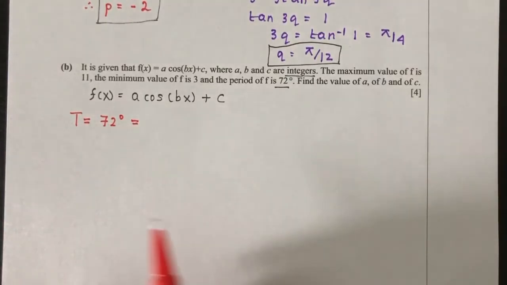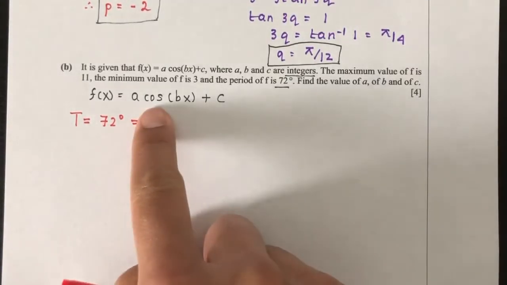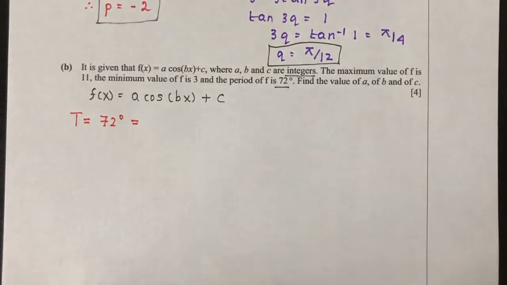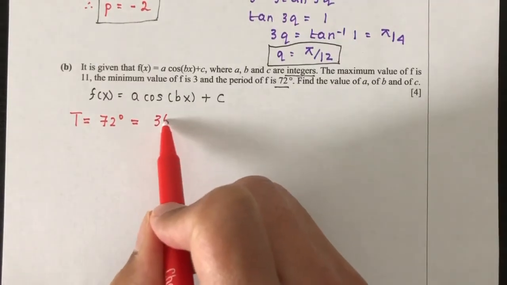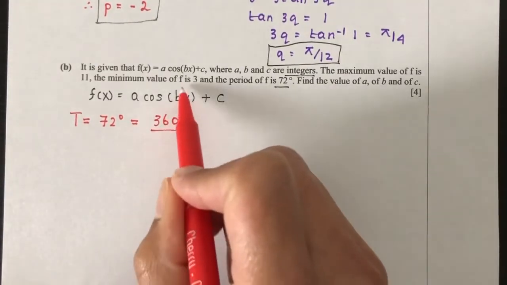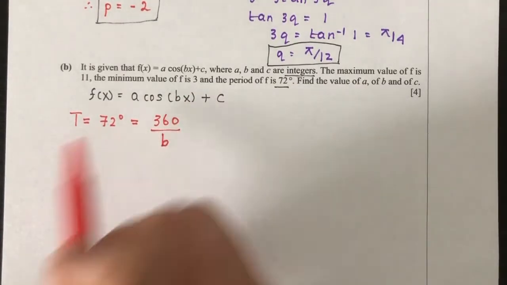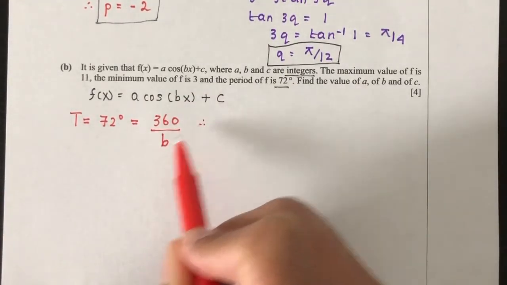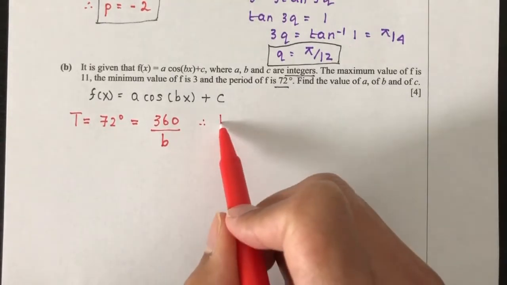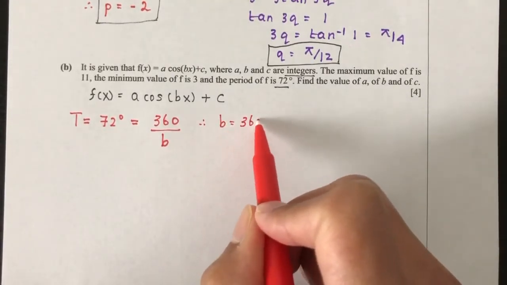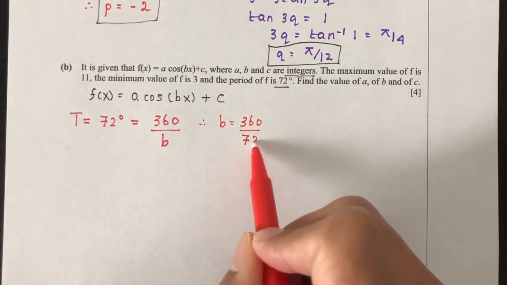But how do you find the period? Whenever you have a cos or a sine function, we take 360 divided by the value before your x, so we divide by b. That should give you 72. Now we have to make b the subject of the formula. So b will be 360 divided by 72.